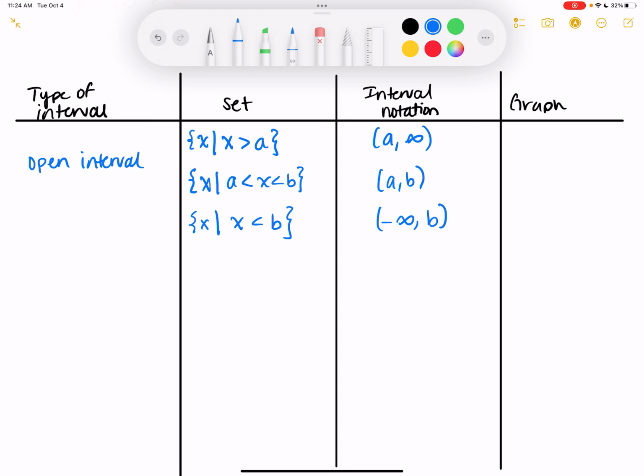So when we have the graph of them, oh, shucks.